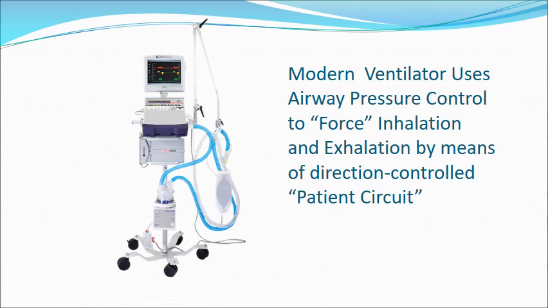So here's a modern ventilator which uses airway pressure control to force inhalation and exhalation by means of a direction-controlled patient circuit. Now the blue hose, as you can see, that's the patient circuit. Also, you see they're going to what is a humidifier, which is often used if a patient is going to be on a ventilator for an extended period of time. They need to moisturize the breath. Now, as noted, there's an inhalation and exhalation path to the patient circuit.